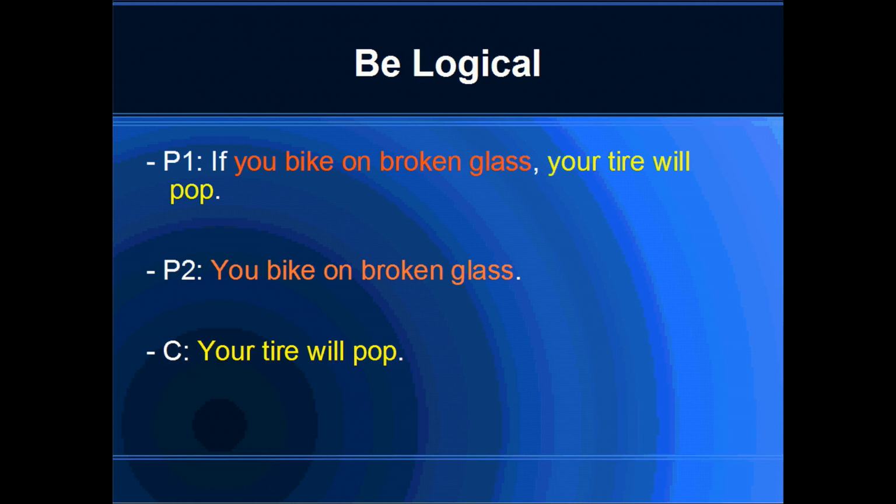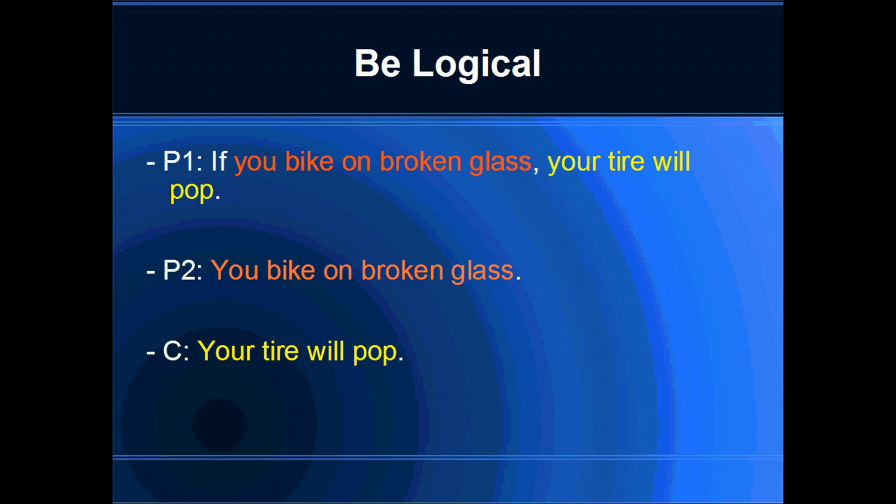Now I'm just going to give you an example, not pertaining to GMOs, to illustrate how both types of conditional syllogisms work. Here's an illustration of the first type of valid conditional syllogism. We start with the first premise, which is a conditional proposition: if you bike on broken glass, your tire will pop. And we're going to assume that in every single case that you bike on broken glass, your tire will pop. For those of you viewing the video, you'll notice that the cause is highlighted in orange, and the effect is highlighted in yellow.